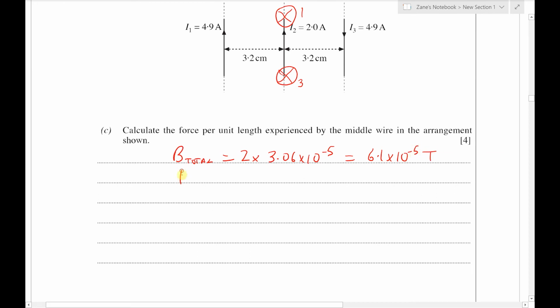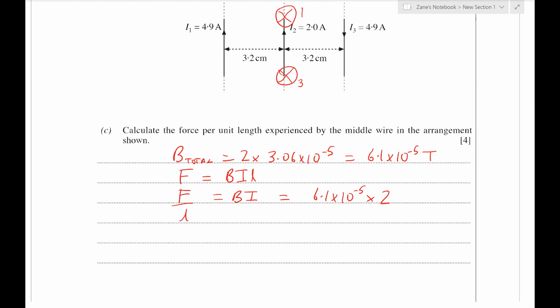Next, we can use the expression that the force on that central wire is F equals BIL. Again, technically there's a sine theta, but because of the perpendicular directions, the sine theta will be 1. But we're not asked to find the force, we're asked to find the force per unit length, so we're asked to find F over L. F over L then is B times I, so 6.1 times 10 to the minus 5, times the current in that center wire. We've already used the currents in the other two wires, which will give us an answer of 1.2 times 10 to the minus 4, and the units will be newtons per meter.